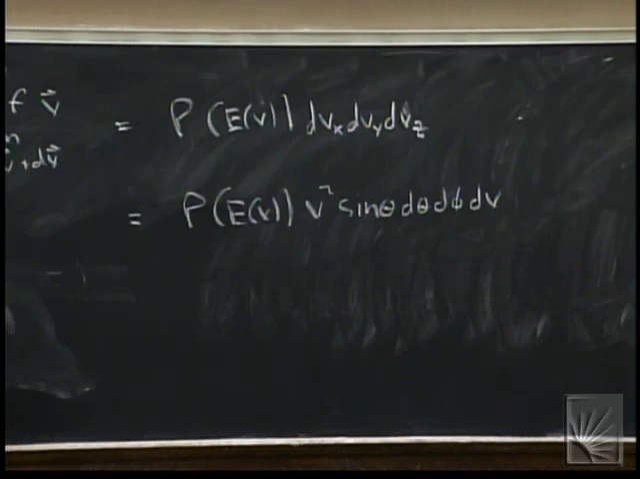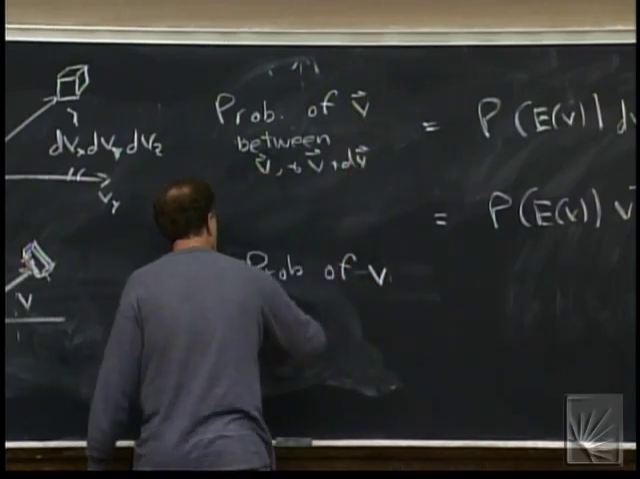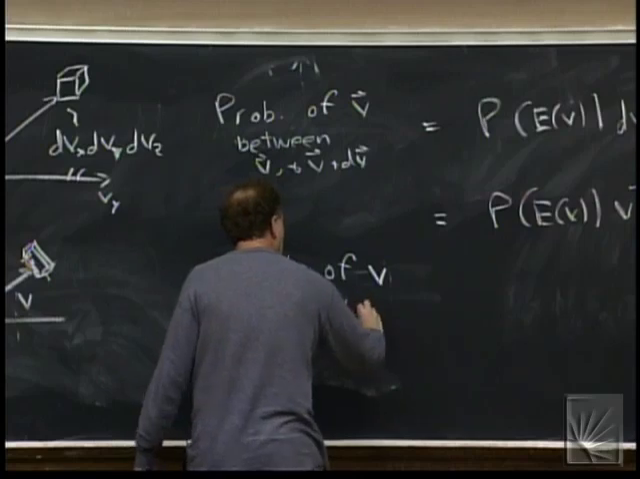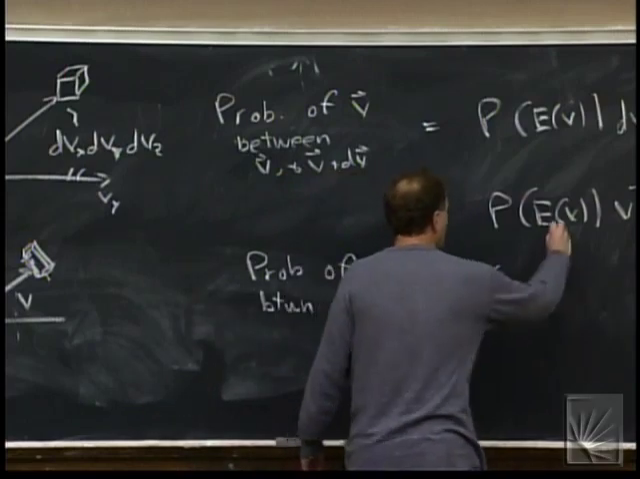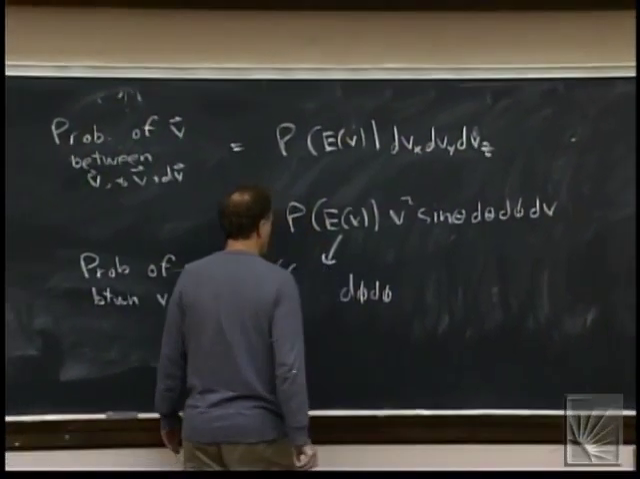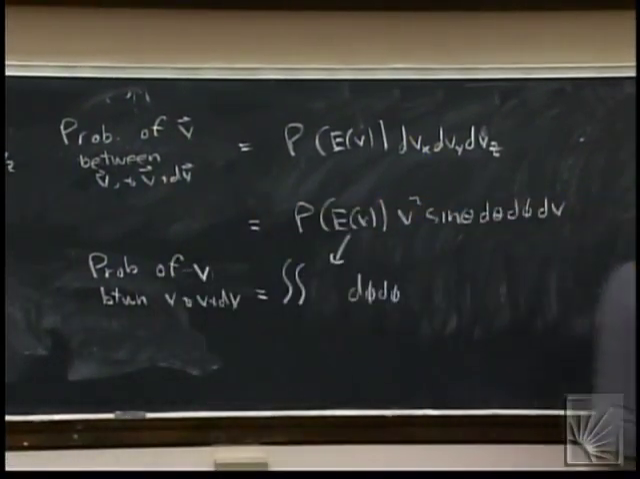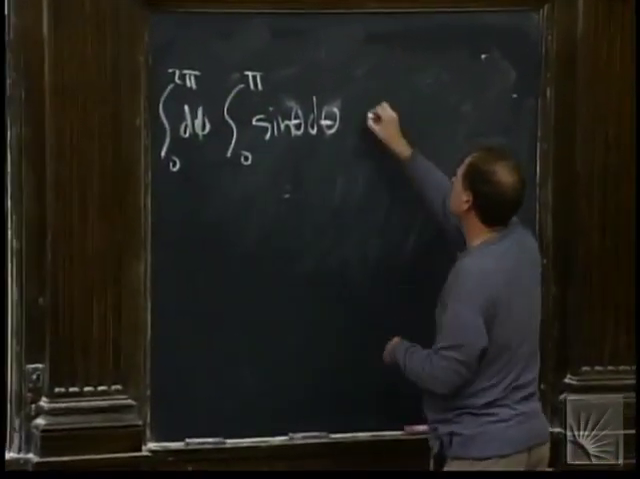And the probability of v, dropping the vector sign, between v and v plus dv equals this beast integrated over d theta and d phi. And the integral of sine theta d theta from 0 to pi, and d phi from 0 to 2 pi.